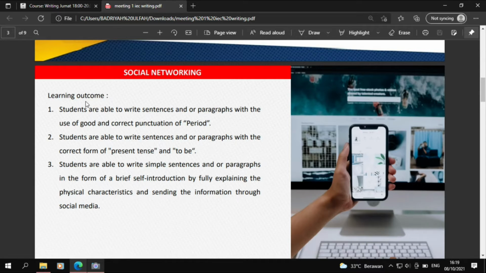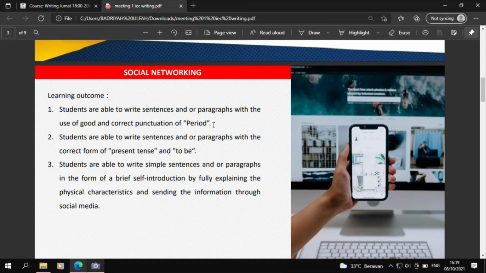So when we are talking about learning outcome, the first one I want you to understand is that you as the students are able to write sentences and paragraphs with the use of good and correct punctuation of period. Sebenarnya ini kok cuma belajar titik ya Miss, kok simple sederhana sekali. Mungkin ini terlihat sederhana, tapi pada kenyataannya most of the people, even I myself, sometimes make mistakes.